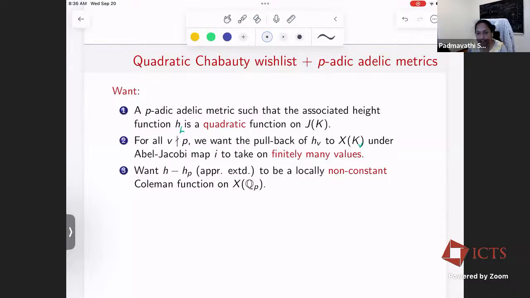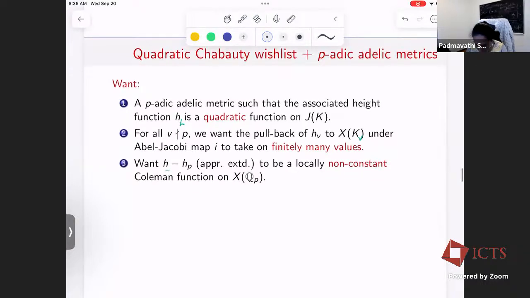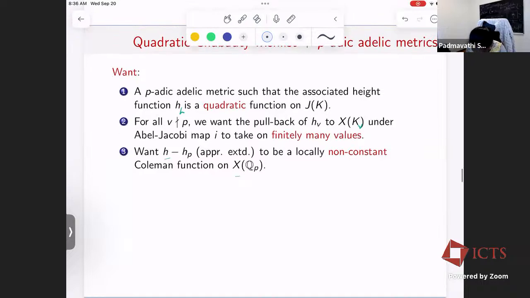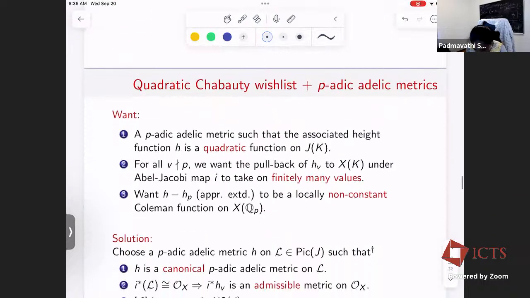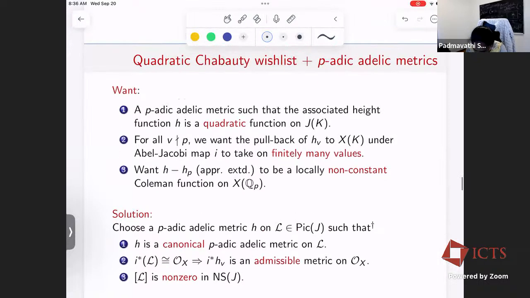You want to make sure you've written down interesting functions. So locally in each residue disk, you want to make sure you've written down a non-constant function. You want the global height minus the local height at p, now viewed as a function of the p-adic points, to be non-constant in each residue disk. Right. So if you choose the right kind of line bundle and the right kind of p-adic height, each of these is satisfied.